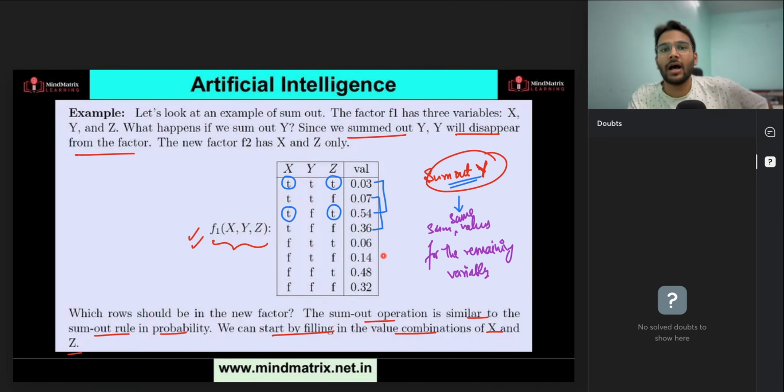These types of questions are possible for just 1 mark. They may give you this table and simply tell you what operation they want you to perform on this particular factor. Directly they will give you the factor and say perform the restrict operation or maybe the sum out operation. So these types of 1 mark questions are possible. Is this clear, Abhas and Gurdeep?